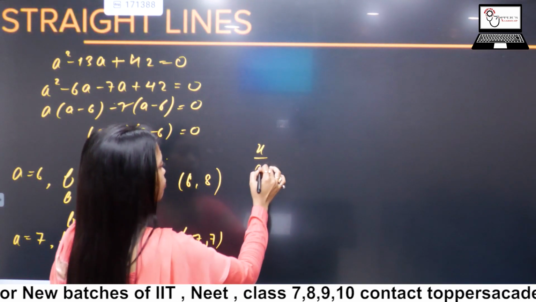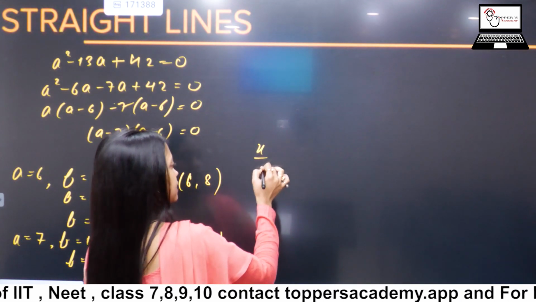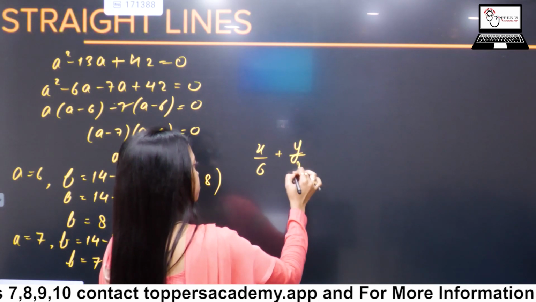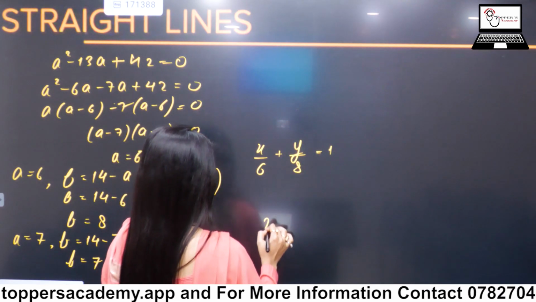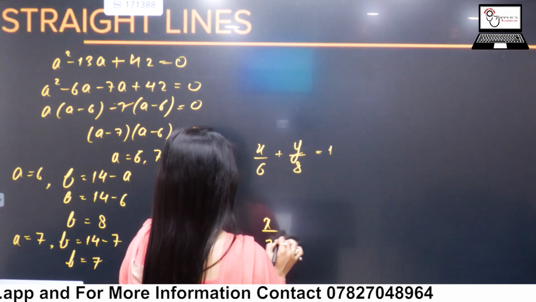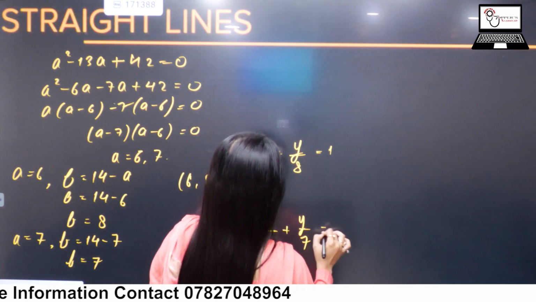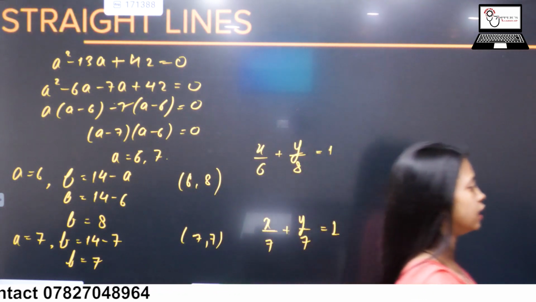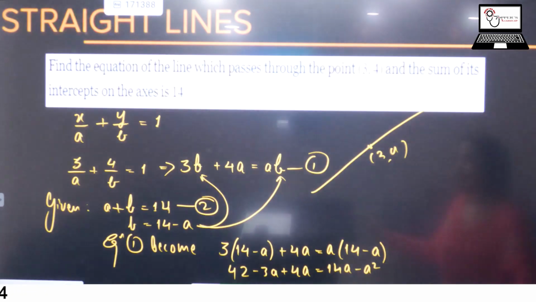That is, I have two possibilities for the equation x by a plus y by b equals to 1. These are two equations of line.